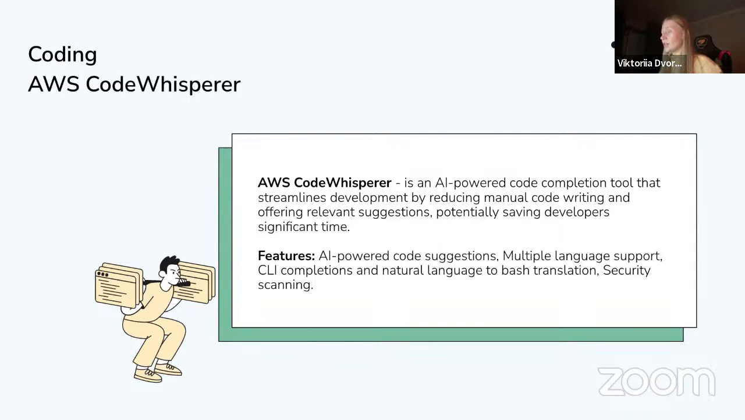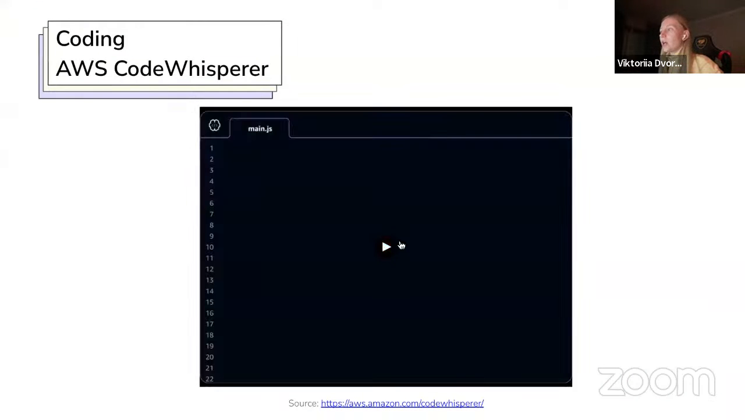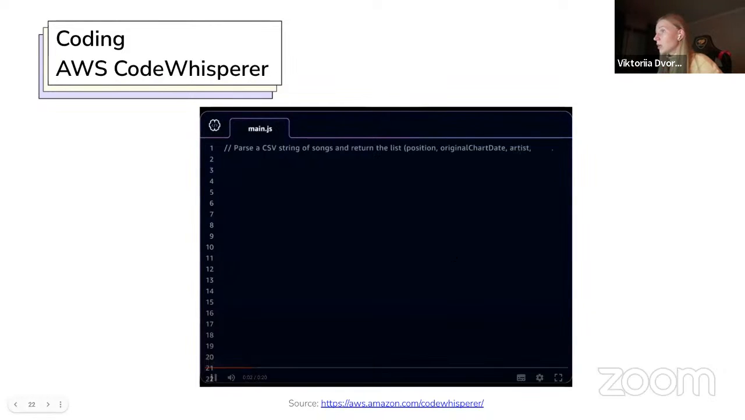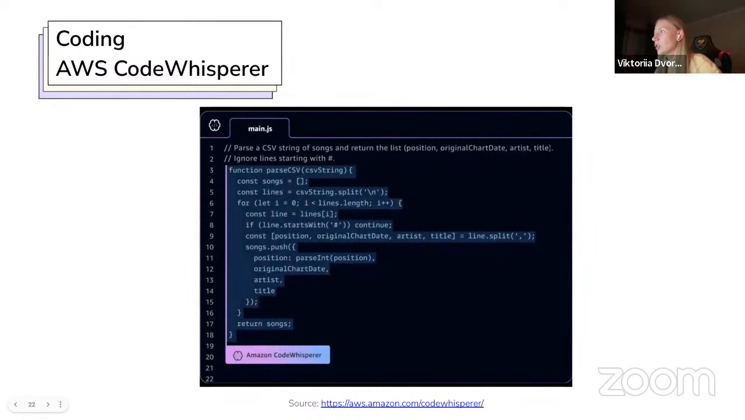So the features, as we've already mentioned, are multiple language support, CLI completions, natural language and bash translations, and security scanning. You've already seen this video, but just for repeating, we can see that we are writing the comments. That's, by the way, a JS example from the Amazon side, and it can generate a function for you. That's great.